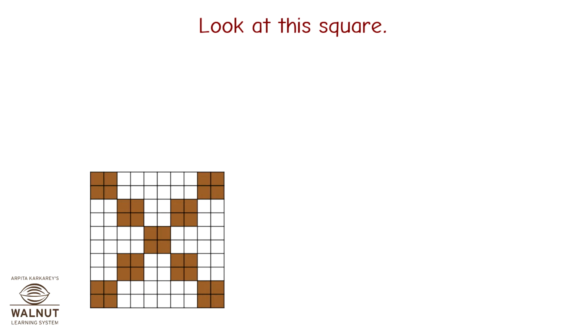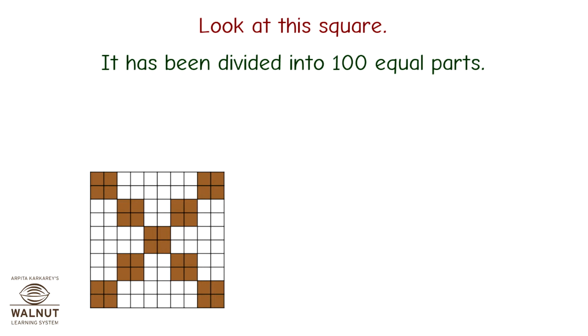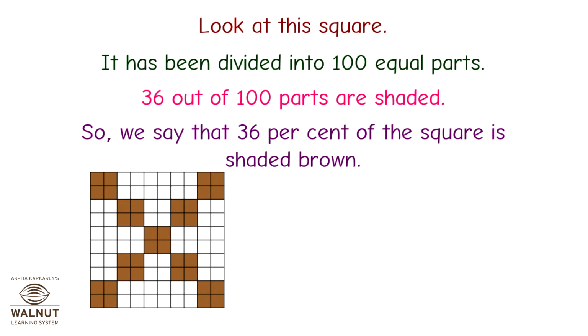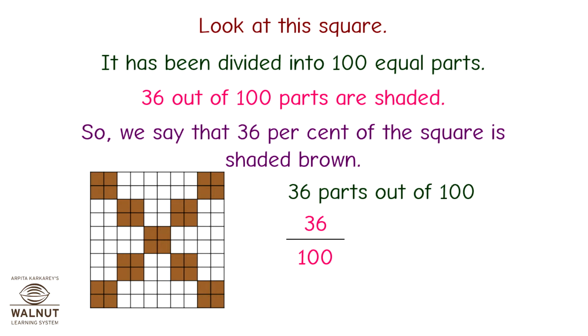Look at this square. It has been divided into 100 equal parts. 36 out of 100 parts are shaded. So we say that 36% of the square is shaded brown. 36 parts out of 100 is written as 36 upon 100 is shaded. In percentage, we write it as 36% is shaded.